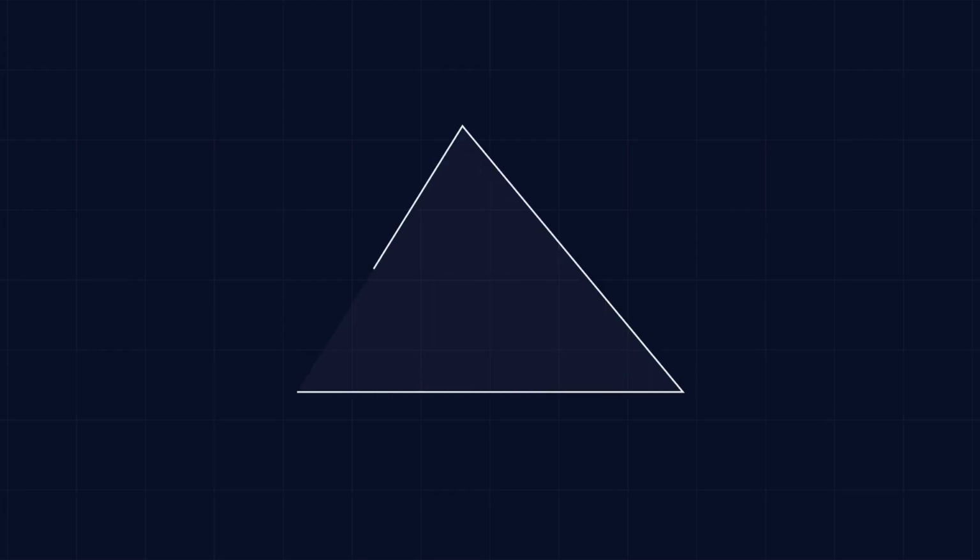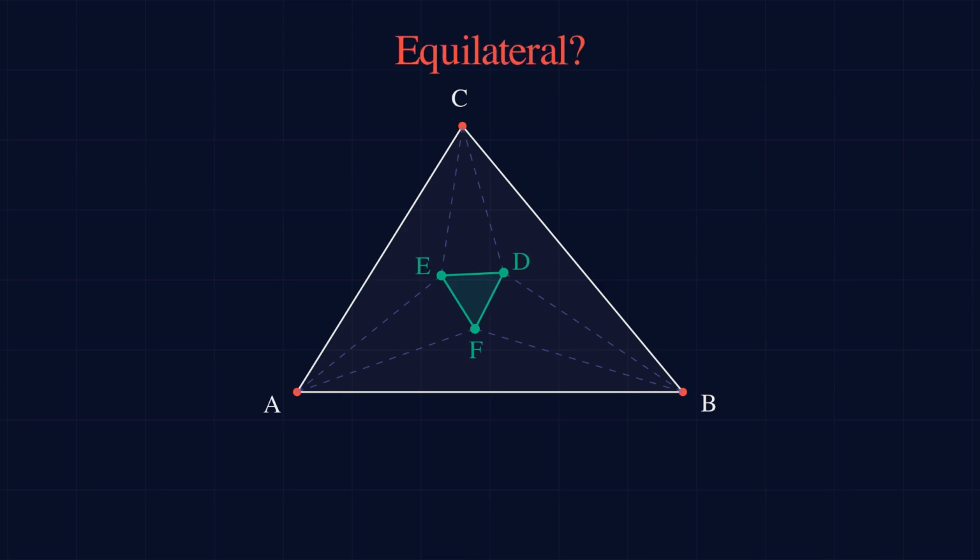Take any triangle at all. Fat, thin, lopsided, it doesn't matter. Now split each of its three angles into three equal parts. These lines are called angle trisectors. Where adjacent trisectors from neighboring vertices cross, you get three special points. Connect them, and you get an equilateral triangle every single time.